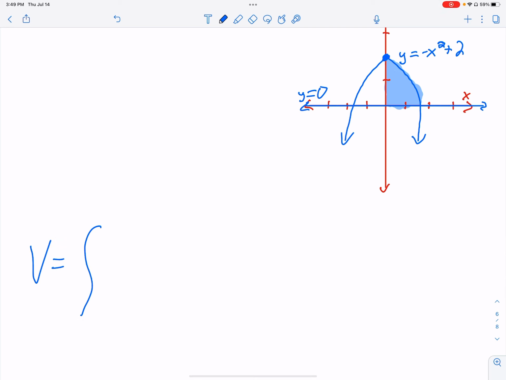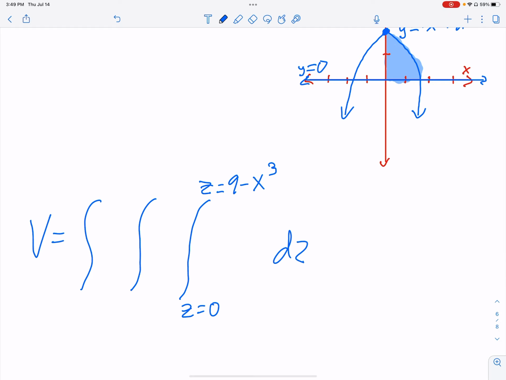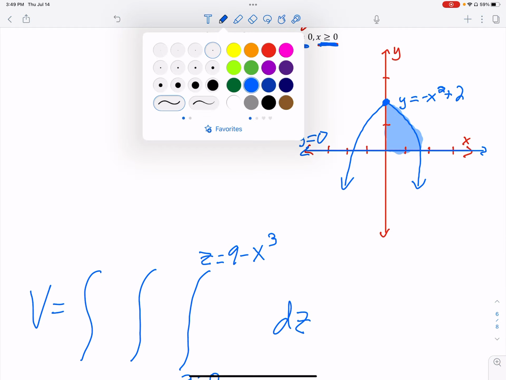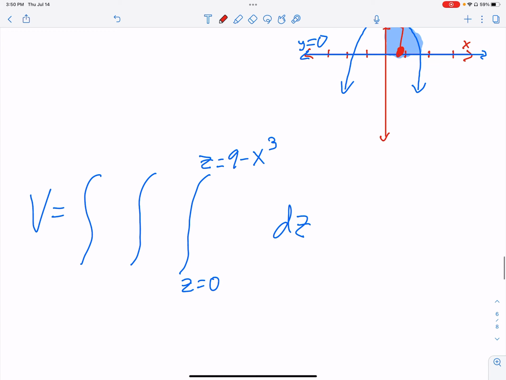Volume equals, let's spread these out in case we need them. I always forget to do that and then end up shoving it in there. Z equals 0, that's the xy plane, up through the surface, which was 9 minus x cubed. I then get to determine how I want to define y, or x next. I'm going to do from this point up, that's the easiest. Everything's already in y. So this would tell me that y goes from 0 up to negative x squared plus 2.